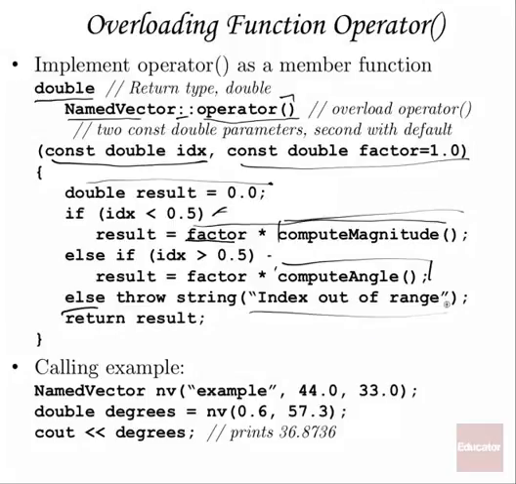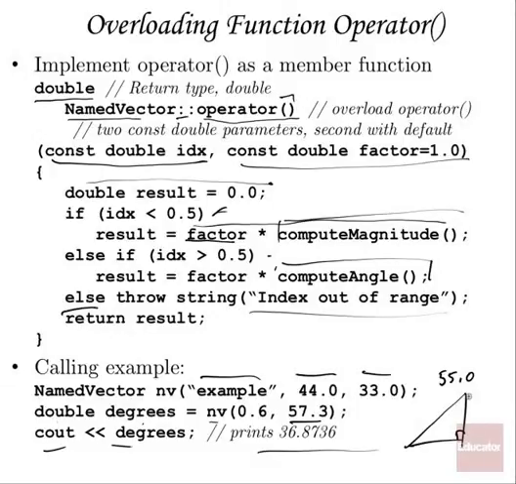So here's an example here. We have named vector nv. We're going to name an example. Our constructor in this case takes the x component and a y component. And this, by the way, will give you a magnitude of 55.0. But we're not asking for the magnitude here. We're going to say degrees is equal to, and it just so happens that using these standard library functions, you will get your angle in radians. So we're going to multiply the radians by 57.3 in order to get degrees. And so when we print that out, we'll get 36.8736, which is how many degrees there are in this particular triangle, where your x component is 44 and your y component is 33. So the angle is about 36, 37 degrees.